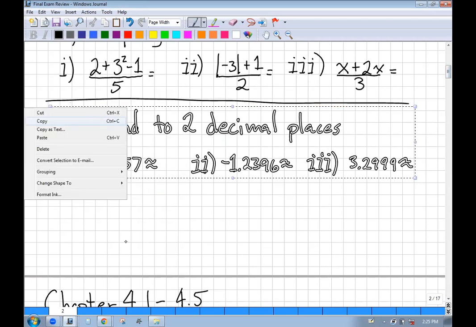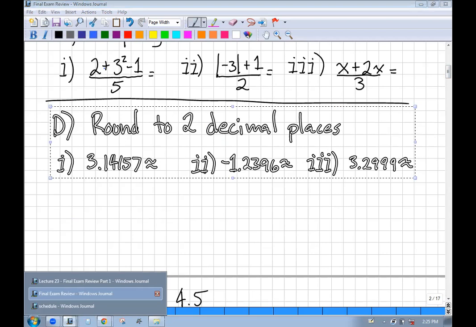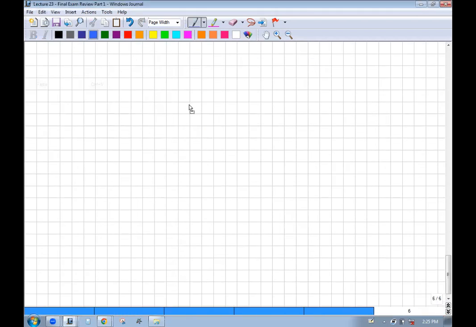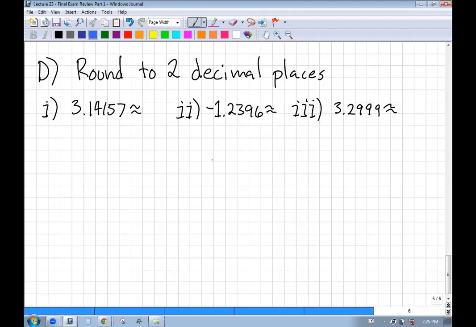Here's some rounding. Okay, so not a lot of work to show here. This is one where you just give your answer. Let's see, 2 decimal places. This would be 3 point. The 1 leaves the 4 alone. Over here we have -1 point. Let's see, the 9 will turn the 3 into a 4.